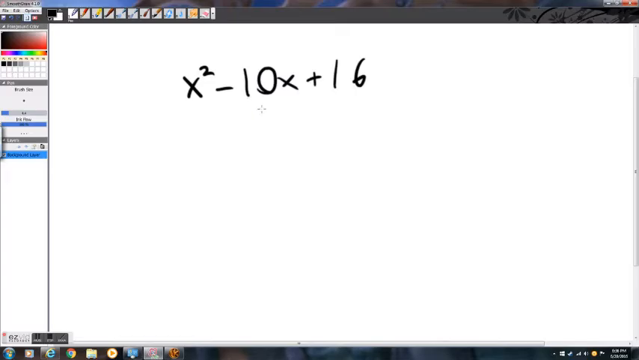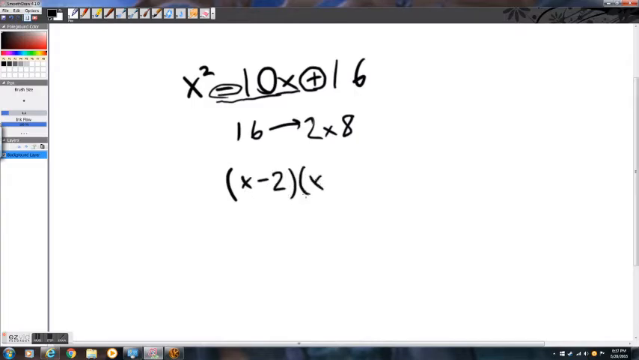And again, because this is positive, that means that both terms must be positive or both must be negative. And since this term right here is negative, that means that they both must be negative. So now we have to find factors of 16 that add up to 10. So 2 and 8, first we'll do, and that will add up to 10. So x minus 2 times x minus 8 is how we factor x squared minus 10x plus 16.